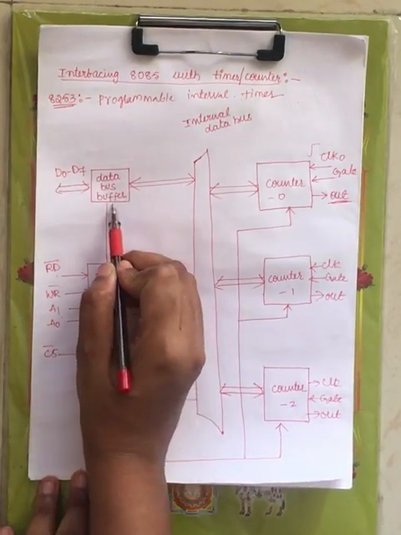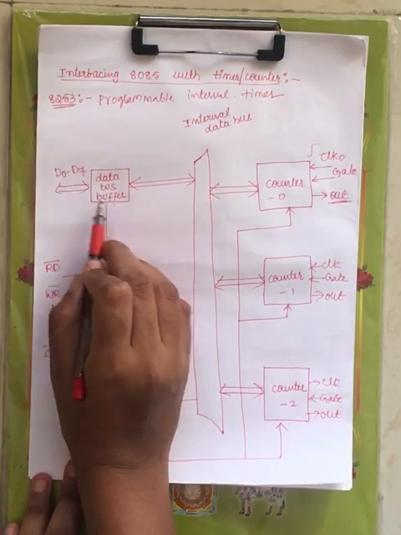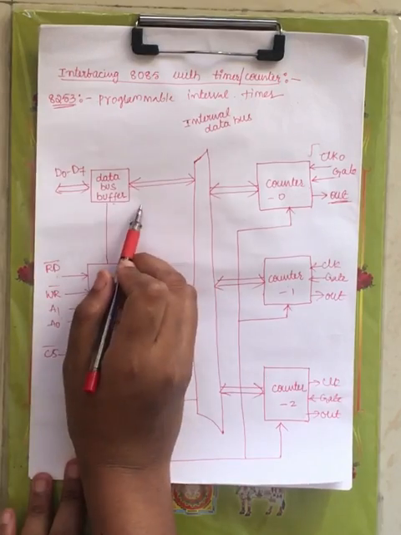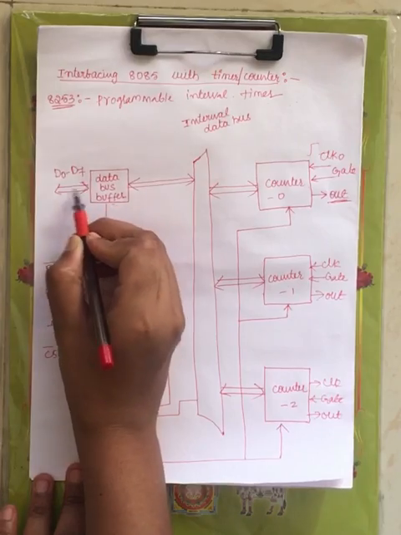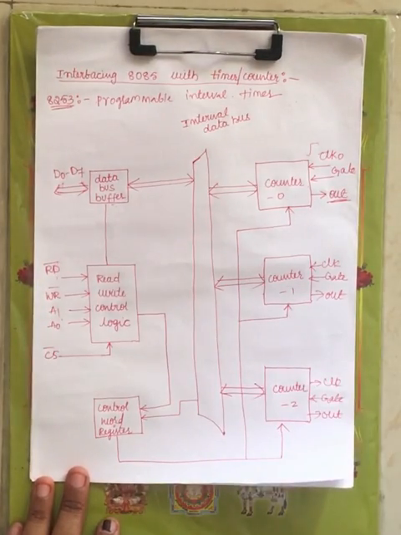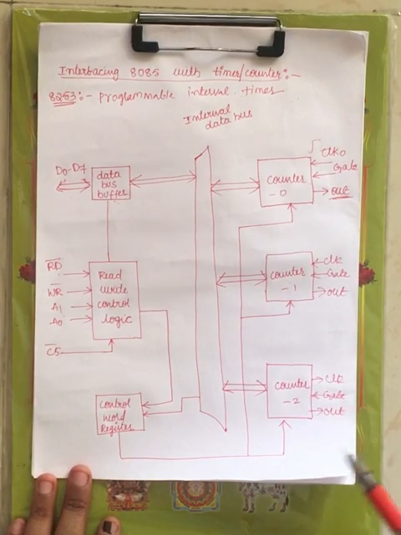Now in 8253 we have an 8-bit data bus, D0 to D7, the same as your 8085. This is a bidirectional data bus. Either you can read the data or you can write the data, that's why it is bidirectional.